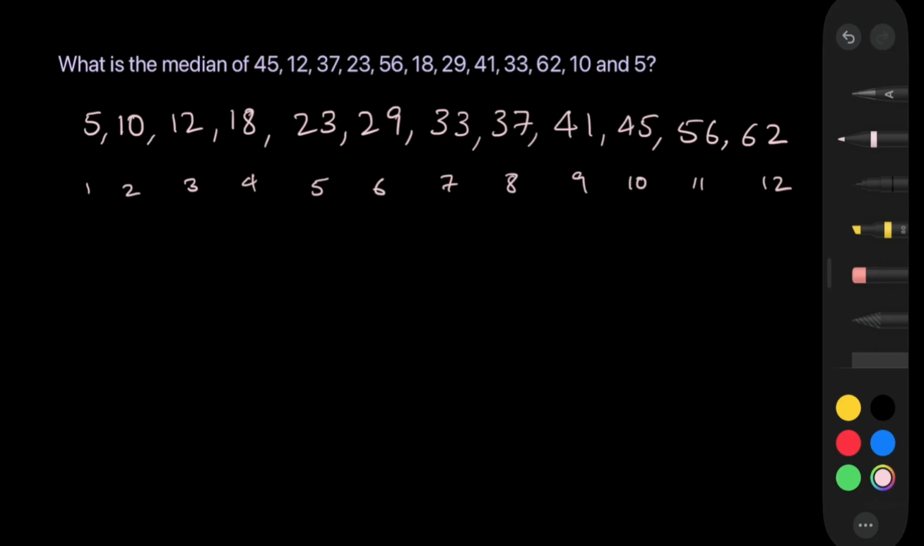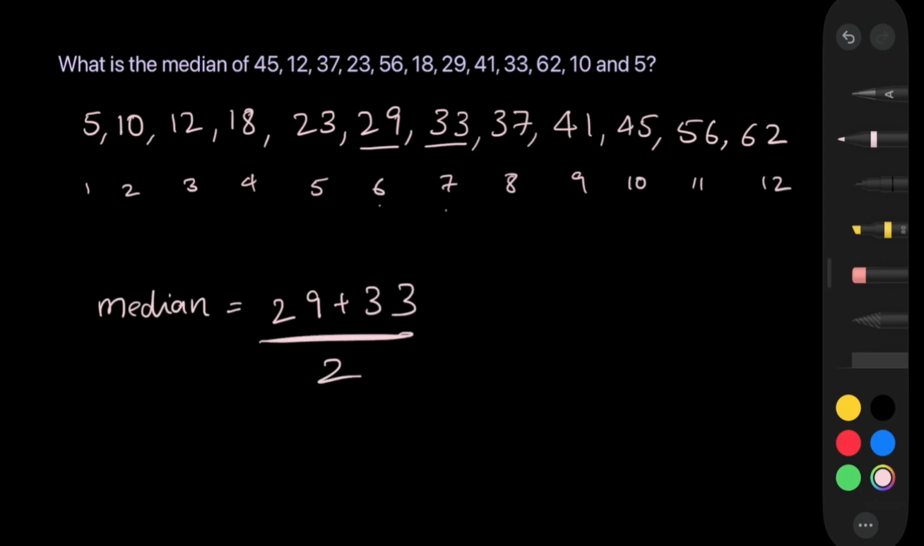Now, the median of a set that has an even number of elements is the sum of the two elements that equally divide the set into a lower and higher half divided by 2. So we need to take the elements in the 6th and the 7th positions, which is 29 and 33, add them up and divide this by 2, which gives us 62 by 2, which is 31. So the median of this set is 31.